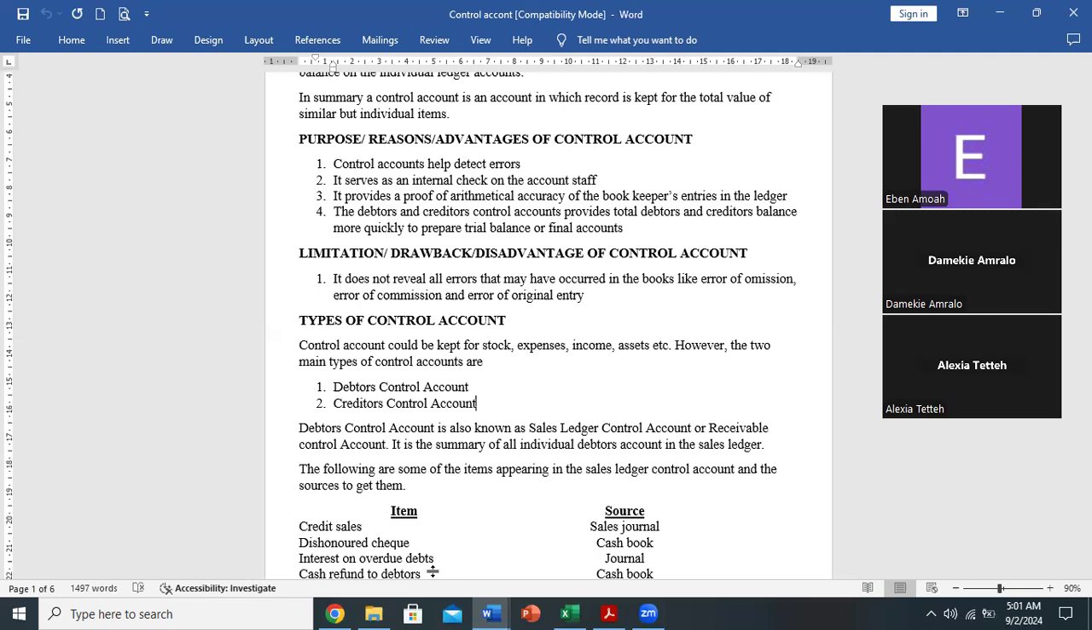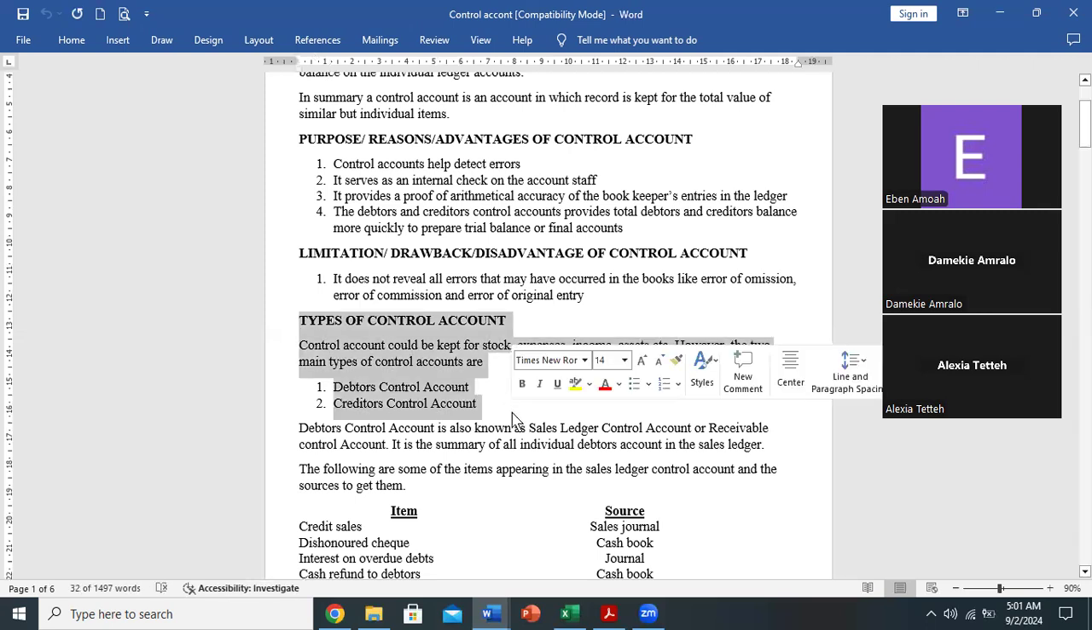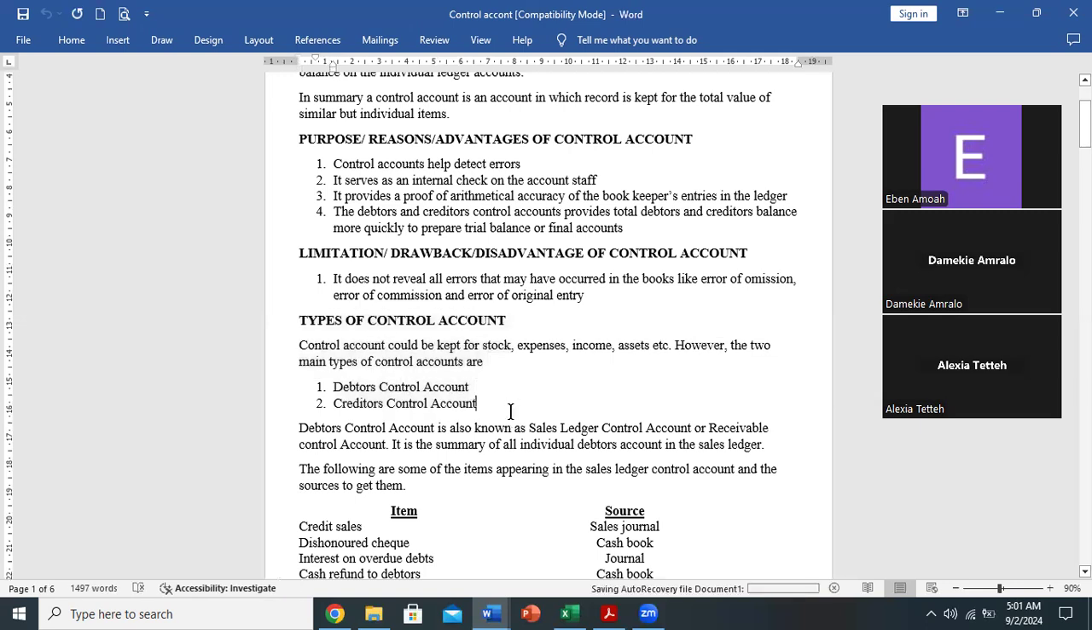Okay, so I was asking you to read the types of control account for us. Control accounts could be kept for stock, expenses, income, assets, etc. However, the two main types of control accounts are 1. Debtors control account, and 2. Creditors control account. Debtors control account is also known as sales ledger control account or receivable control account. It is the summary of all individual debtors accounts in the sales ledger. The following are some of the items appearing in the sales ledger control account and the sources to get them.